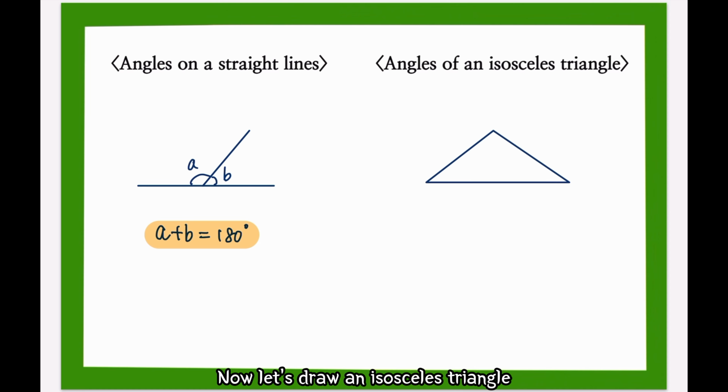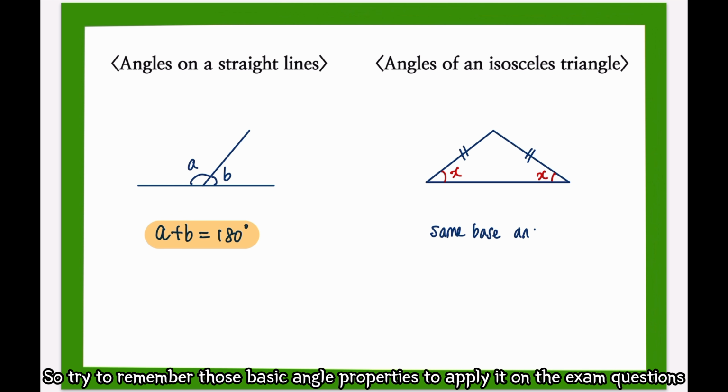Now let's draw an isosceles triangle. We need to remember that two sides are equal while the two base angles are equal too. So try to remember those basic angle properties to apply them in the exam questions.